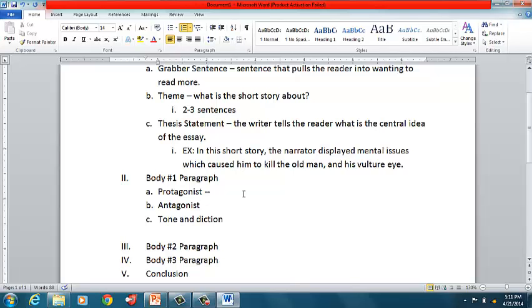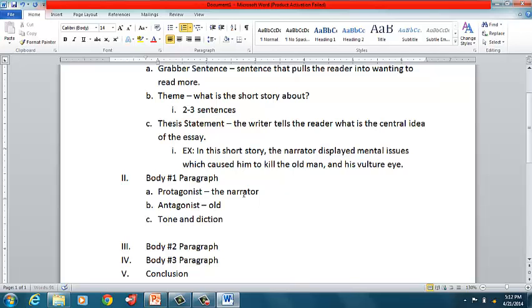So if you hadn't already guessed, the main character is actually the narrator. And never in the story does Edgar Allan Poe actually give a name for the narrator. He's just known as the narrator. And so with that being said, we now have identified who this narrator is. So who is against the narrator? Who is in opposition? Because that's what the antagonist is.